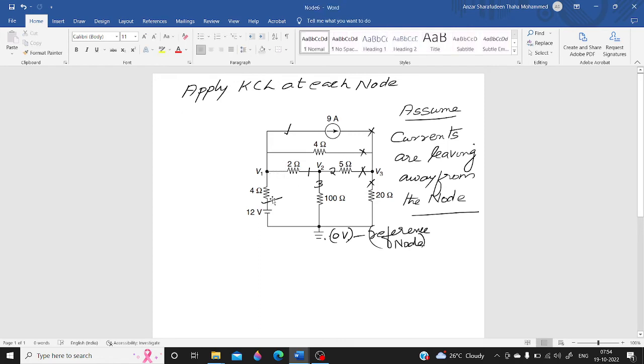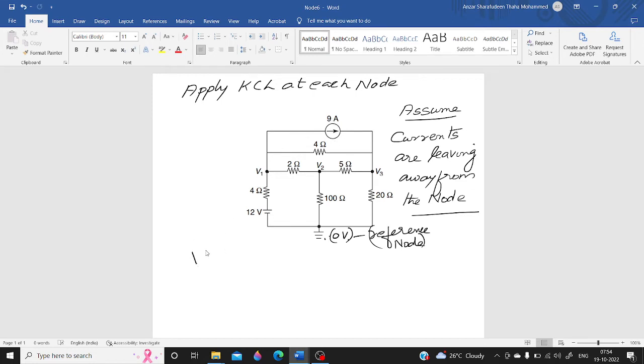Now let us analyze the network for node voltages. Here I am not redrawing the branches associated with each node. You assume that for each node, all the currents are leaving away from the node and write the KCL equation. Here there is only one current source. The current source should be kept as such, and the direction of the current source should be kept as such.